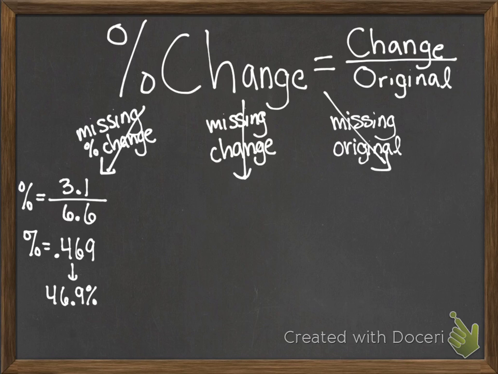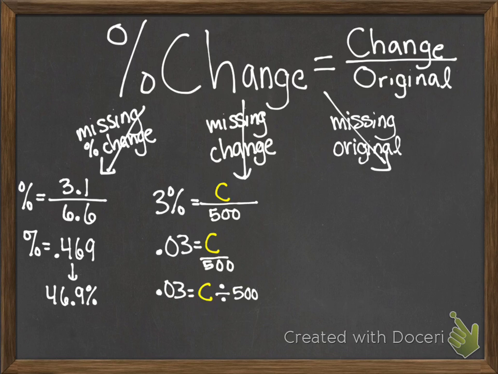All right, missing change, so missing the numerator. Let's do a practice example. Let's say I told you 3% is your percent change. I want you to tell me what the actual value of the change is, did it increase by 3 or 20 or whatever, if the original is 500. So I put C in yellow so we can keep track of it a little bit easier. I'm just going to convert 3% to 0.03. So 0.03 is equal to C over 500.